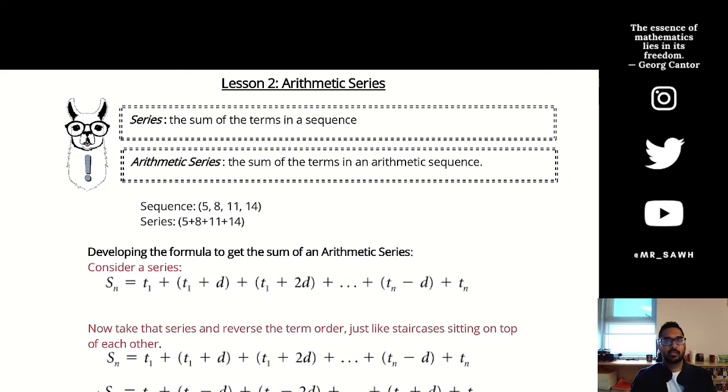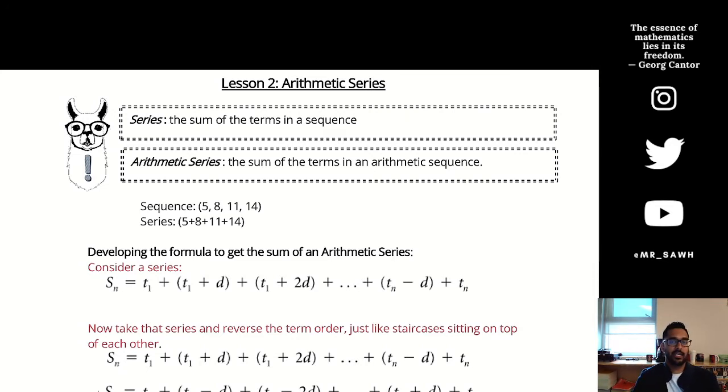So remember last time we started talking about an arithmetic sequence, and we said that an arithmetic sequence is such that each of the terms differs by a common difference. So there is a certain number that we could add to keep getting each consecutive number in that sequence.